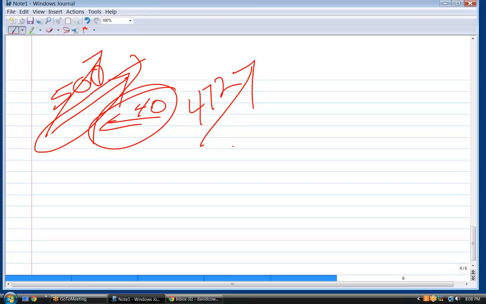Yeah. All vector problems are that. You break up each vector into its components, you add the components, you come up with a new resultant vector. Okay? Okay?